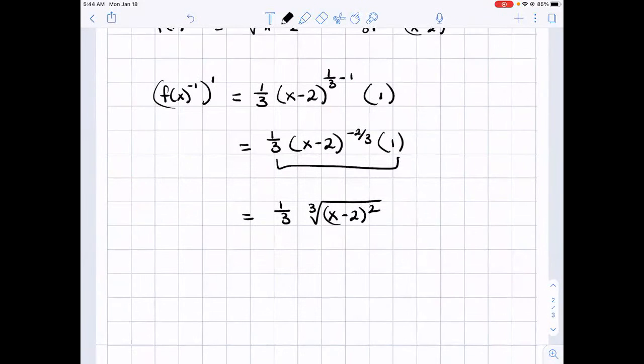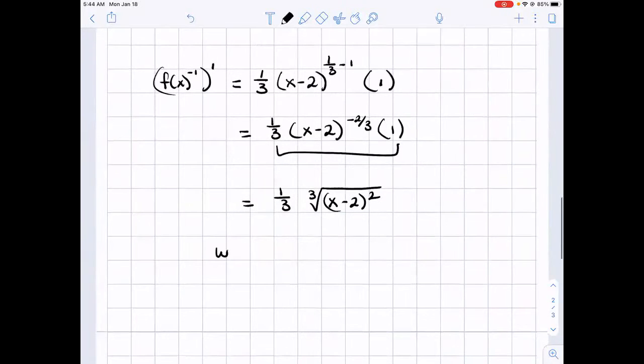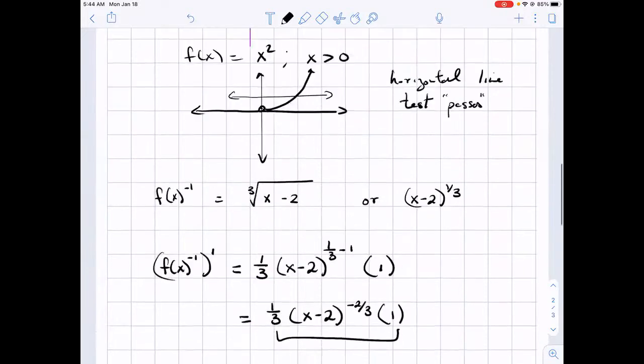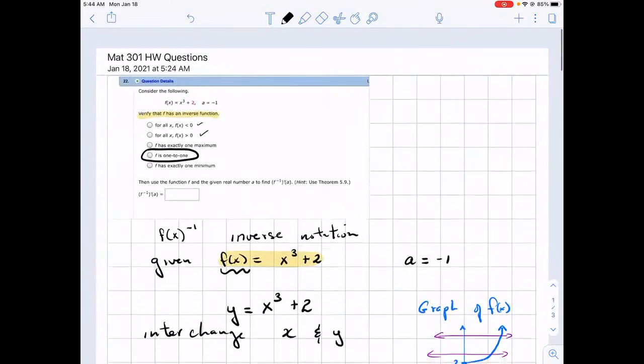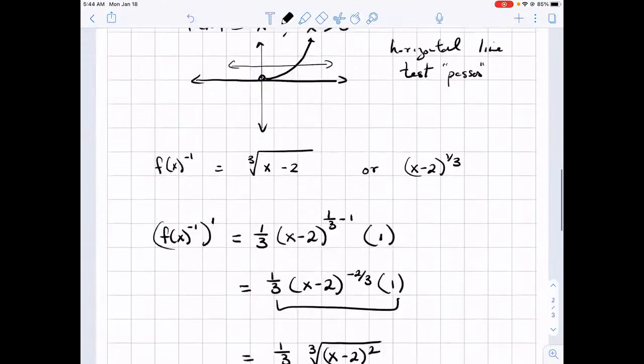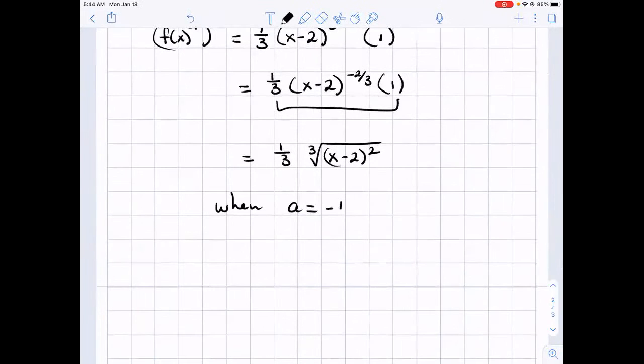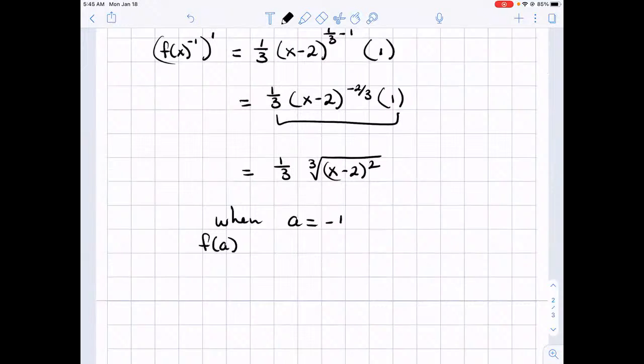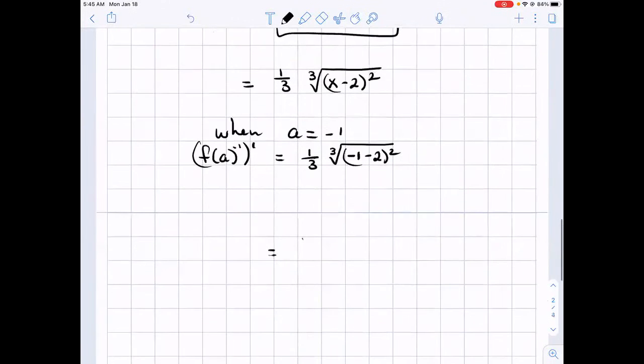Now they ask you to find the derivative when a is equal to minus 1 in your example. So a is equal to minus 1. So f inverse prime would be 1/3 times the cube root of (minus 1 minus 2) squared, which is 1/3 the cube root of (minus 3) squared.